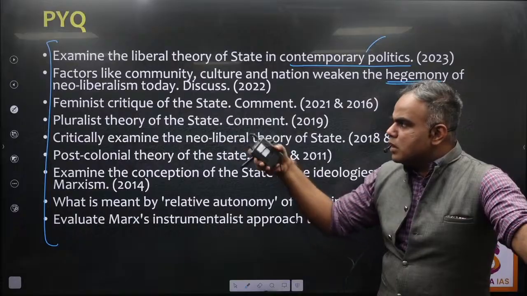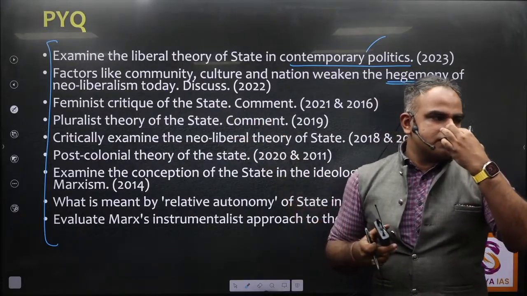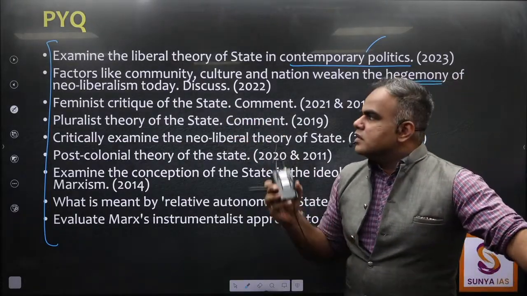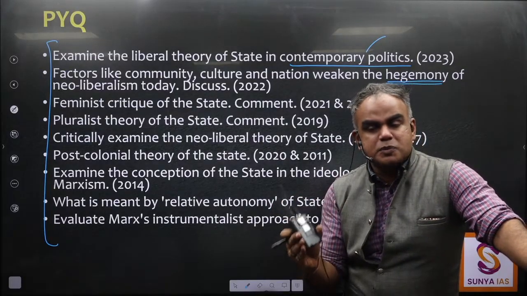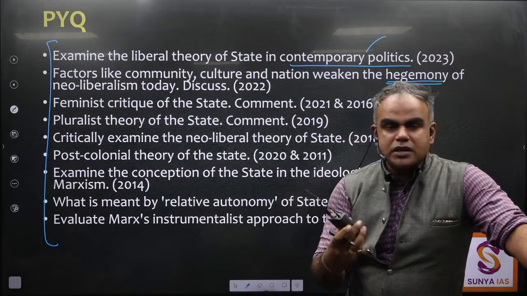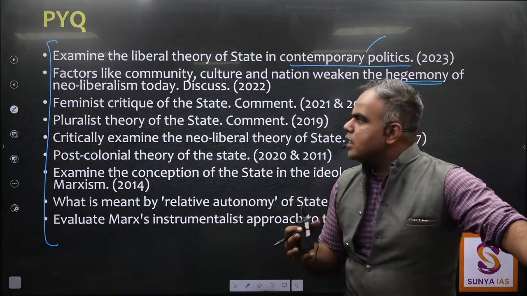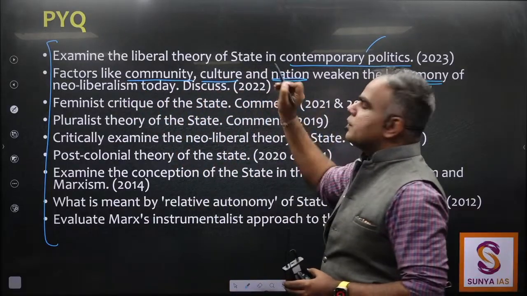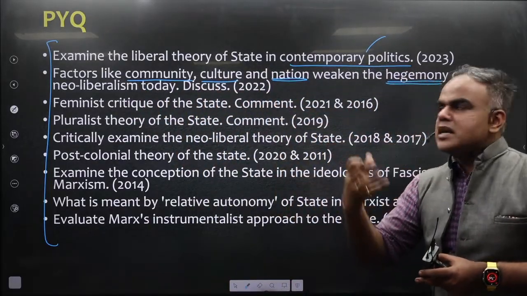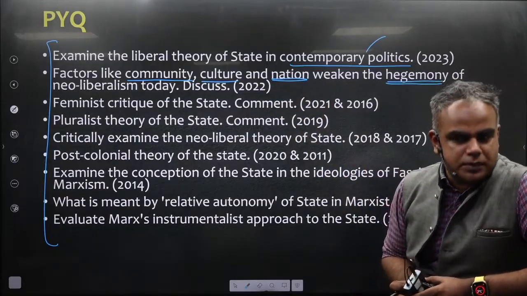Now because of neoliberalism and also because of globalization, the inequalities have really increased, not just in developing countries, but also in developed countries. So there is also a backlash that is coming. Okay, so then when you see factors like community, culture and nation, they are not represented right now through neoliberalism.